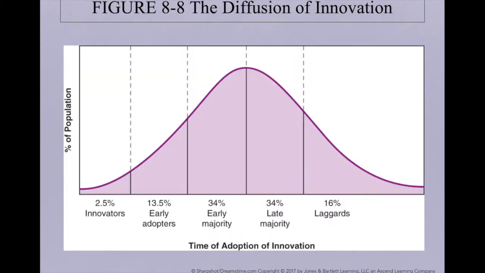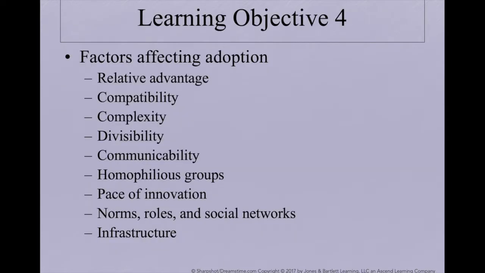Here are the 5 categories based on the time at which they adopt the product. As you see, you have the innovators, early adopters, early majority, late majority, and laggards represented in this graph. Factors affecting adoption. Relative advantage, the advantage a product has over another. Compatibility, a product compatible with existing values has quicker adoption. Complexity, more complex products are adopted slower.